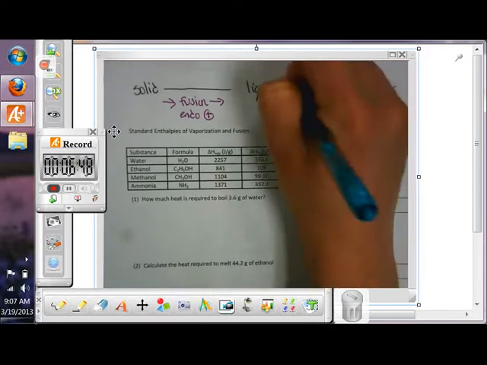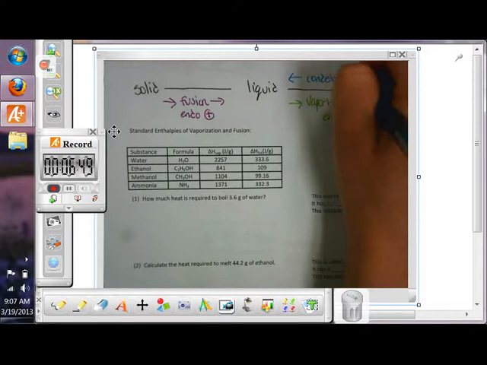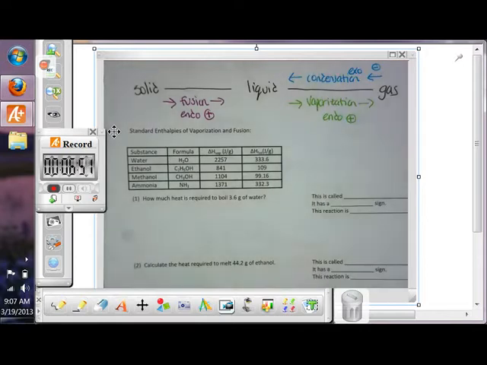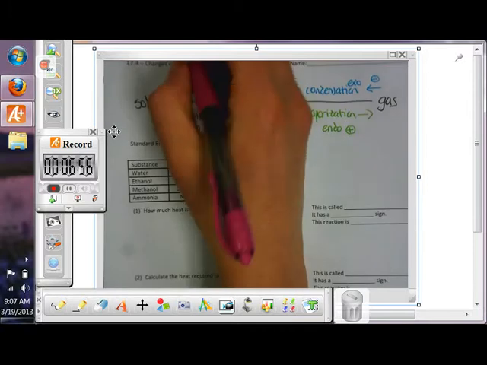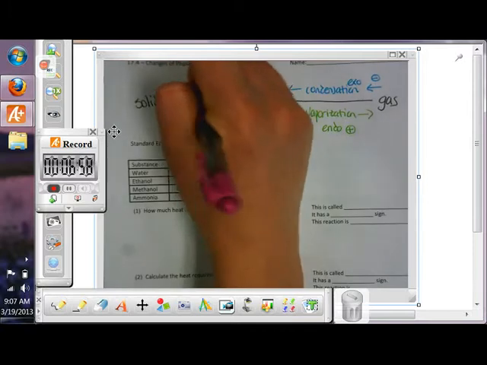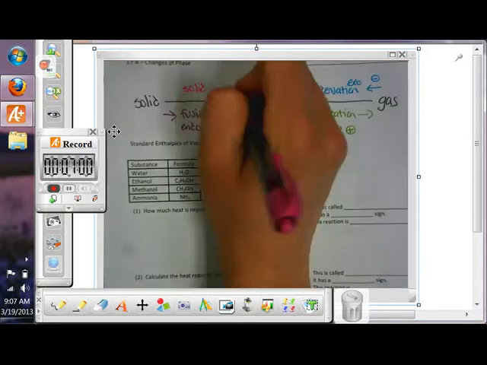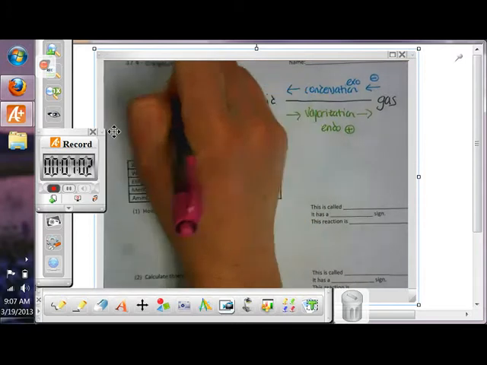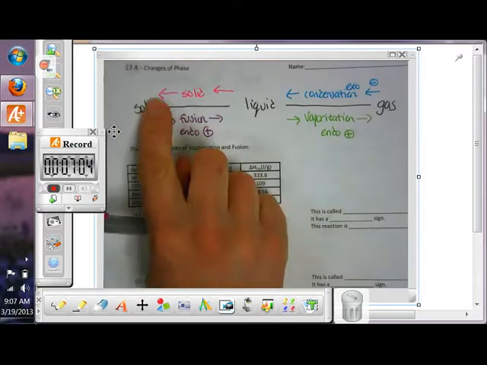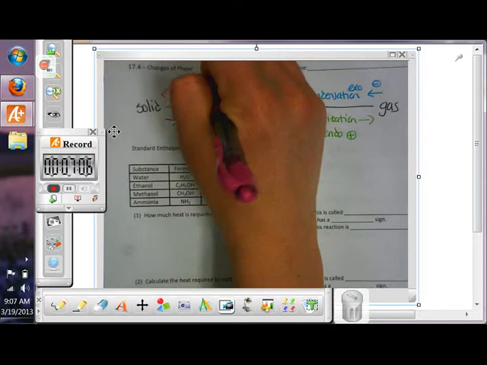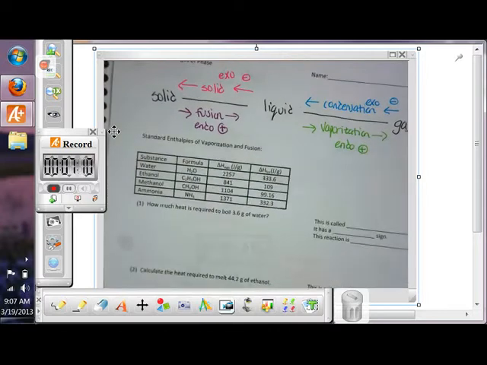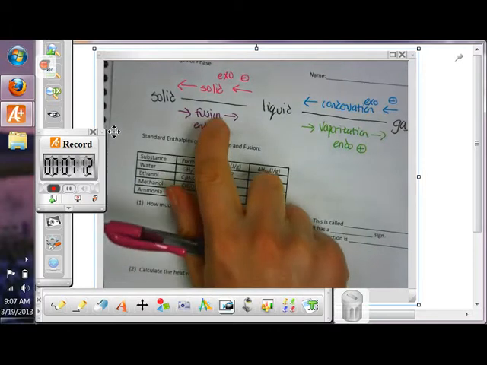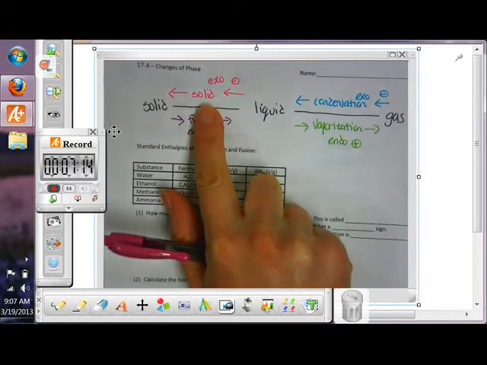And that's exothermic, negative. And then to go from a liquid to a solid, that is called solid. Very fancy word if you ask me. And we're going from right to left, and that is exothermic, negative. So basically you can see that fusion and solid are opposites of one another.